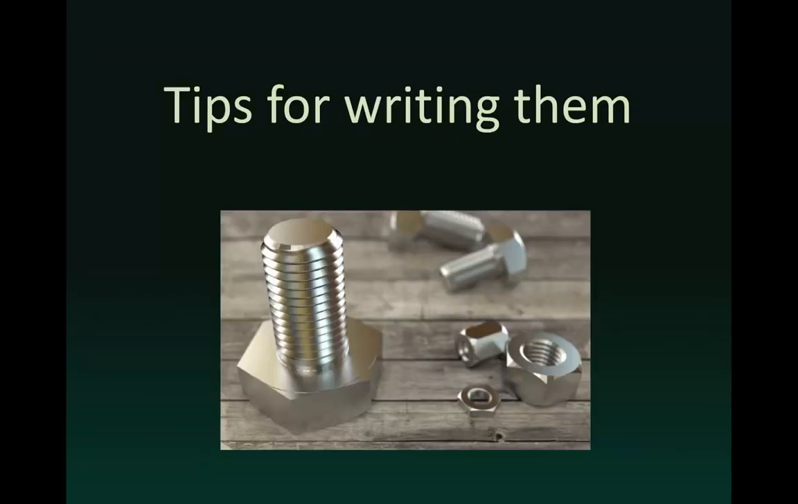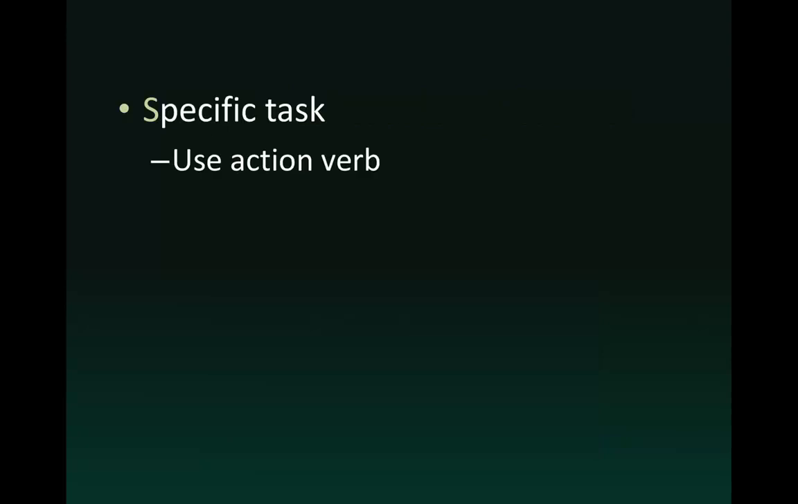Now, some tips for writing them. Here are some nuts and bolts to remember. For each learning objective, you want to assign them a specific task, and you want to use an action verb, something from Bloom's taxonomy that clearly tells the learner what you want them to be able to do. Make sure your objective is measurable. Can you test that they have succeeded?